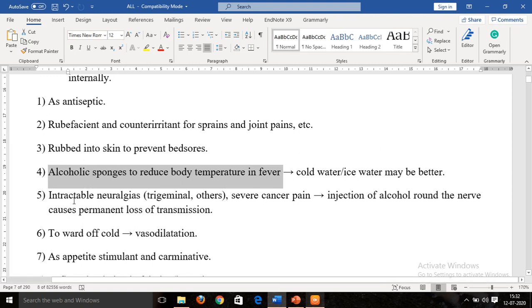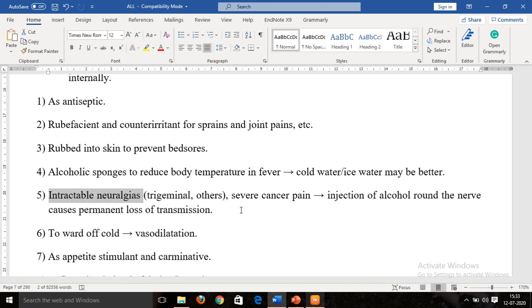The next use is in case of intractable neuralgias, like for example trigeminal neuralgia, wherein there is a pain which is produced due to the damage of the nerve which is supplying that particular area. So the actual pain is not present, but because the nerve is damaged, wherever that nerve is supplying, in that area pain will be felt. So that is the meaning of intractable neuralgias.